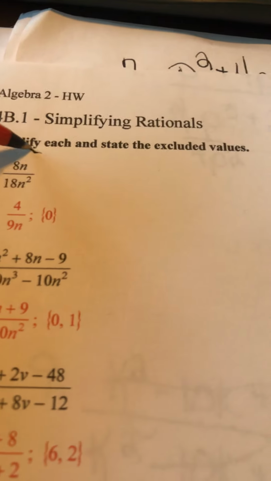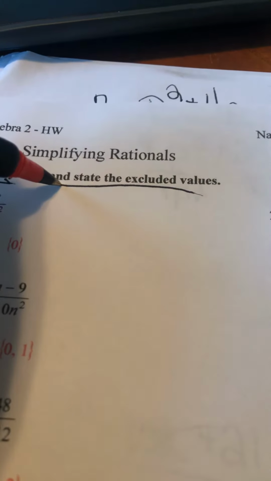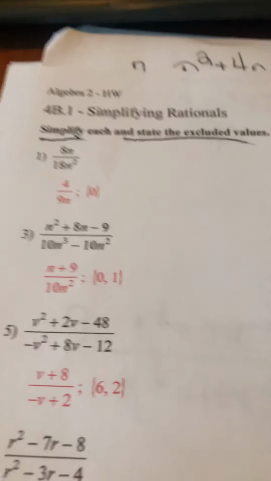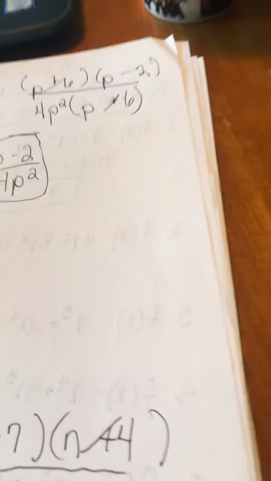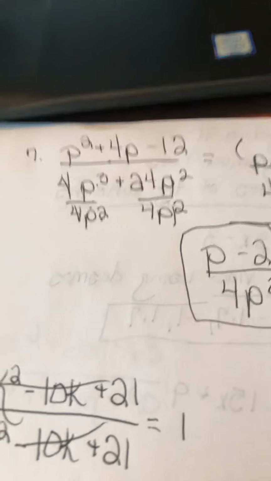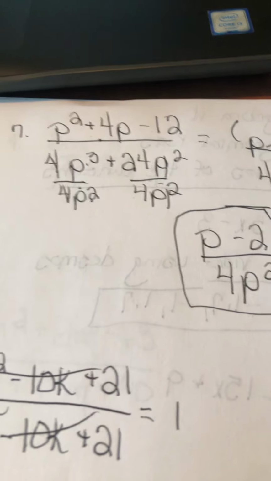Number one, to simplify, okay, and then number two, state the excluded values. So today we want to talk about what they mean by excluded values. What I've done is I've taken just a couple of these that we reviewed last week on Friday, on what they meant, first of all, on simplifying these.